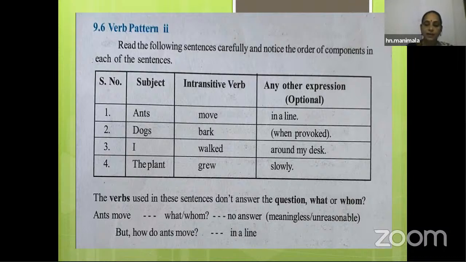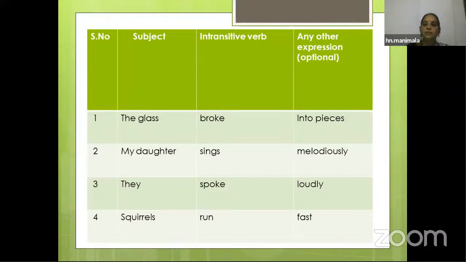We can say any other expression apart from the object can be used. Next, as another similar type of exercise, I am showing you a few more examples. The glass broke into pieces. So here it is not the object. My daughter sings melodiously. They spoke loudly. Squirrels run fast. In all these examples, you can see that after the intransitive verb, we have not used an object. We can use adverbs, prepositional phrases, or adjectives, but it should not be the object.